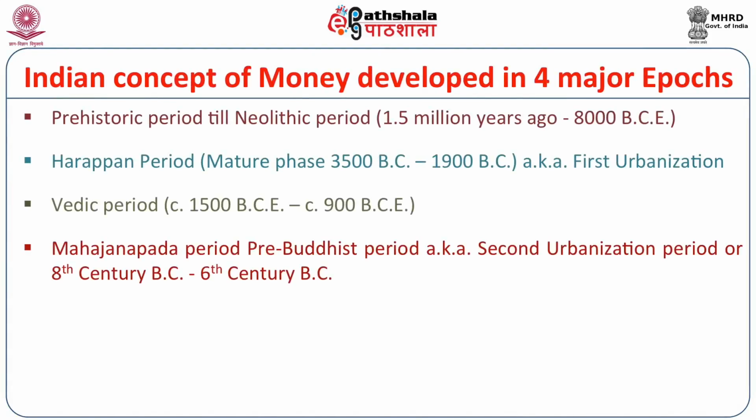and then there was a slow, gradual shift towards pure metals. And finally, we are looking at the Mahajanapadas period, or the pre-Buddhist period, when the second urbanization took place in the Gangetic belt of India. This lasted from the 8th century BC up till the 6th century BC.